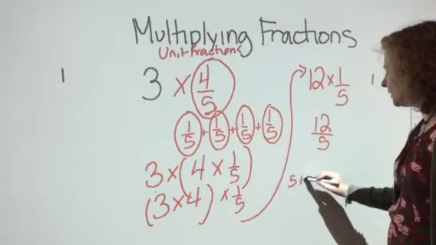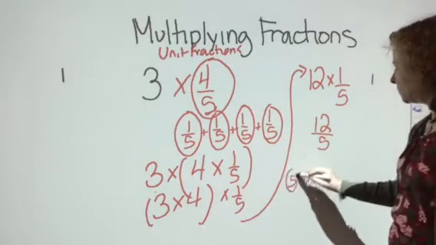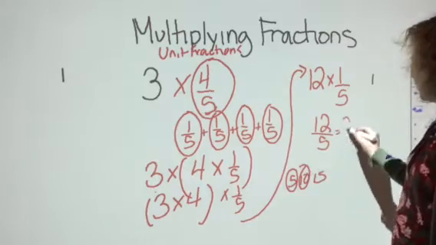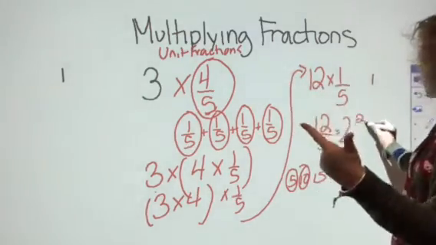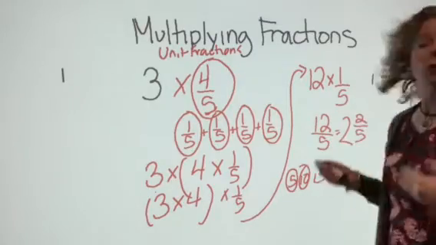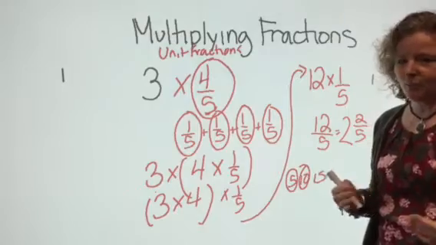It's the same answer. How many times does 5 go into 12 before it goes over? 1, 2. How many are left over? 10, 11, 12. That's my remainder. You get the same answer. It's a different way of doing it.